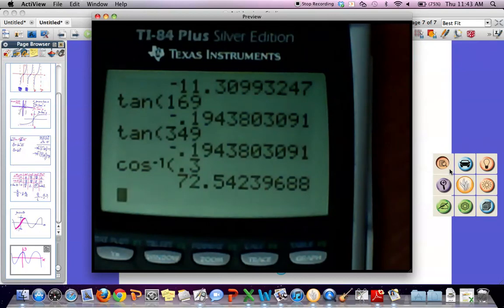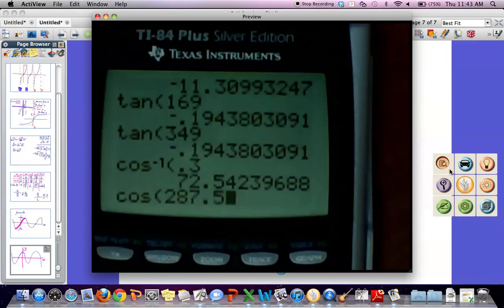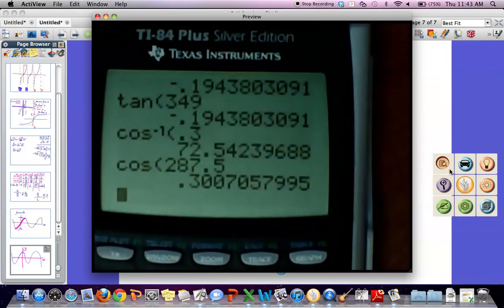360 minus 72.5, yeah? How much is that? Anybody have it? 287.5. So if I do the cosine of 287.5, do I get about 0.3? Yeah. Now that's not so bad, getting those two angles, but this gets kind of weird when it's negative.